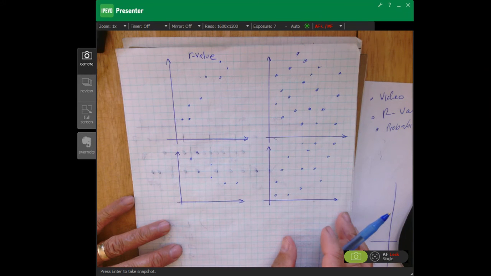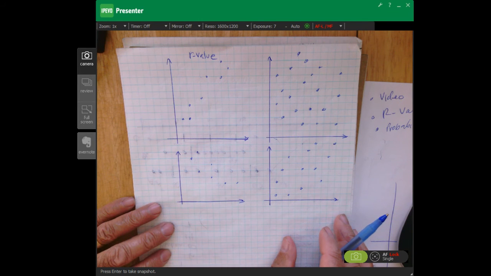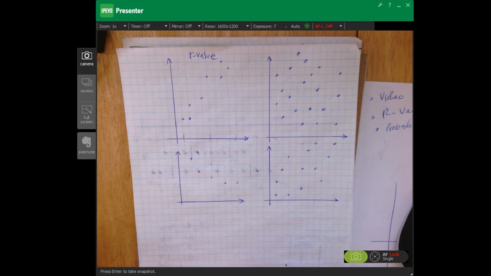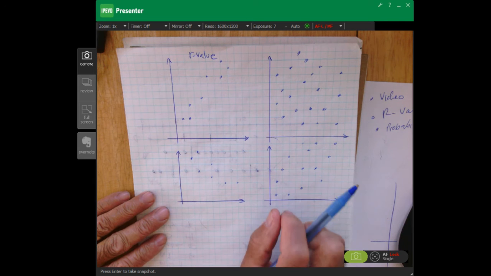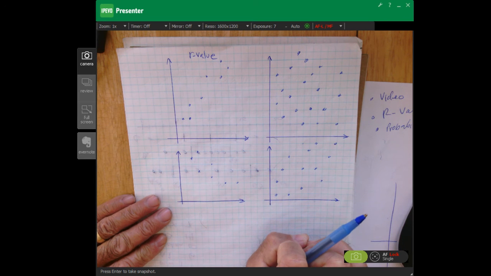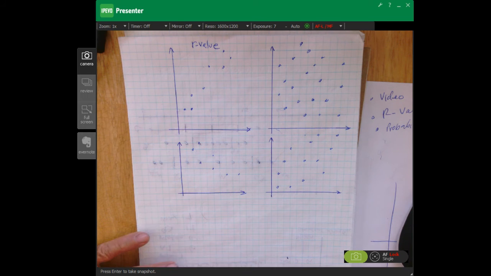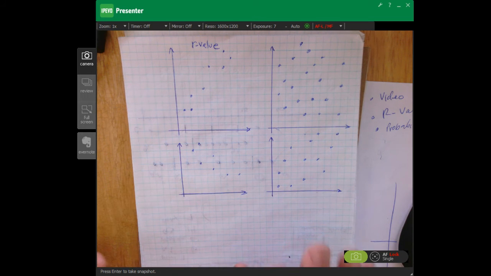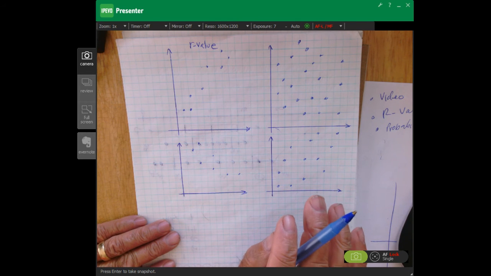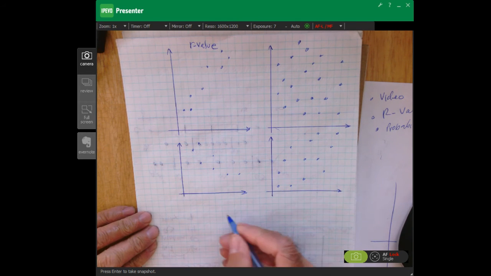Okay, we're going to start talking a little bit about R value. We're not going to talk about any specifics like how to calculate R value or anything like that, but just what R value is, and that's really all we're going to talk about. So first of all, R value tells you two different things.